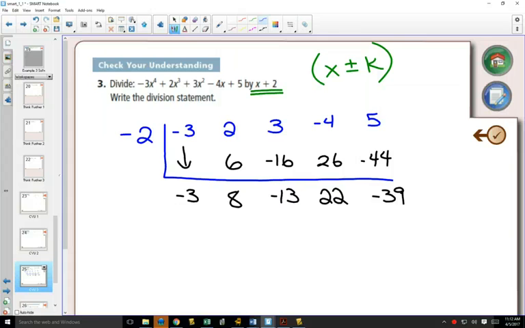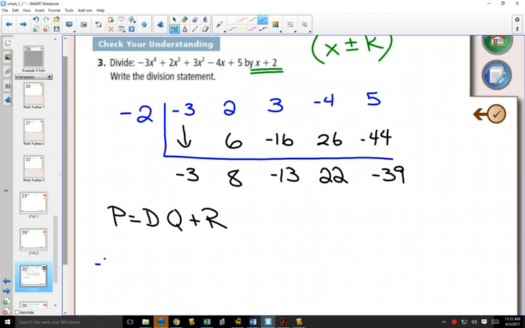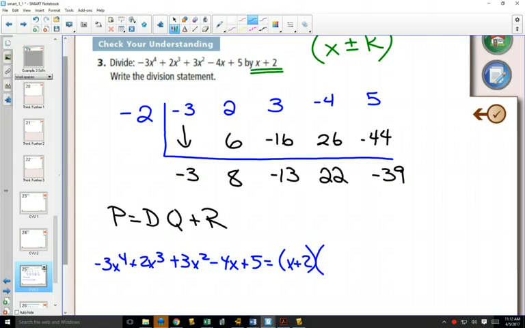So we can now write our division statement. That was our Dairy Queen statement. So our polynomial that we started with was -3x to the 4 plus 2x cubed plus 3x squared minus 4x plus 5. It's going to equal our divisor. We were dividing by x plus 2, multiplied by our quotient, and our quotient is going to be this part of our synthetic division. The very last number in the synthetic division is always your remainder. So we're going to write these out.